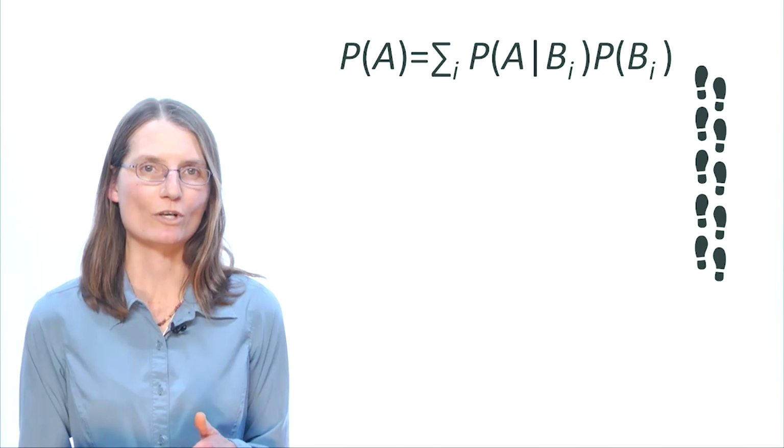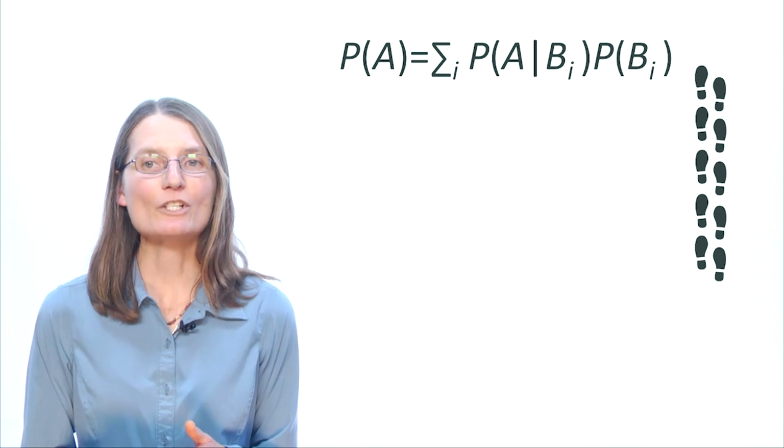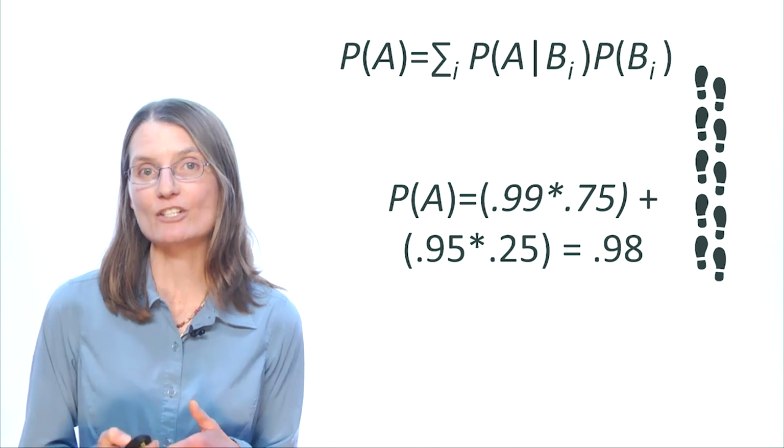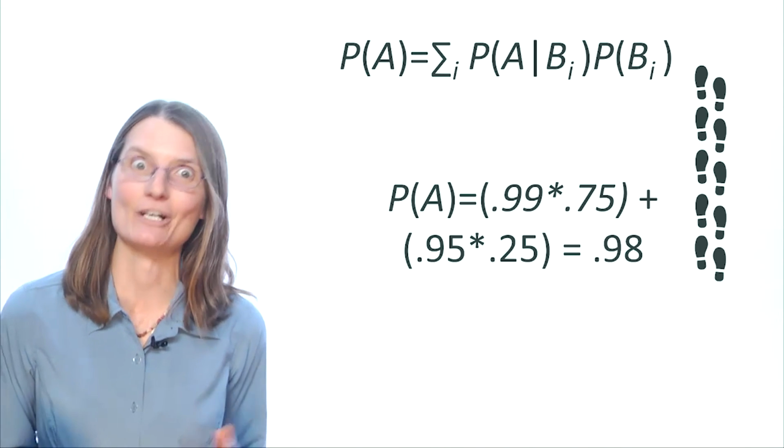Well, here's how this works. We simply plug those numbers into this equation. What you can see after you do the math is that you have a 98% chance that your boots will last 1,000 miles. I wish mine would.